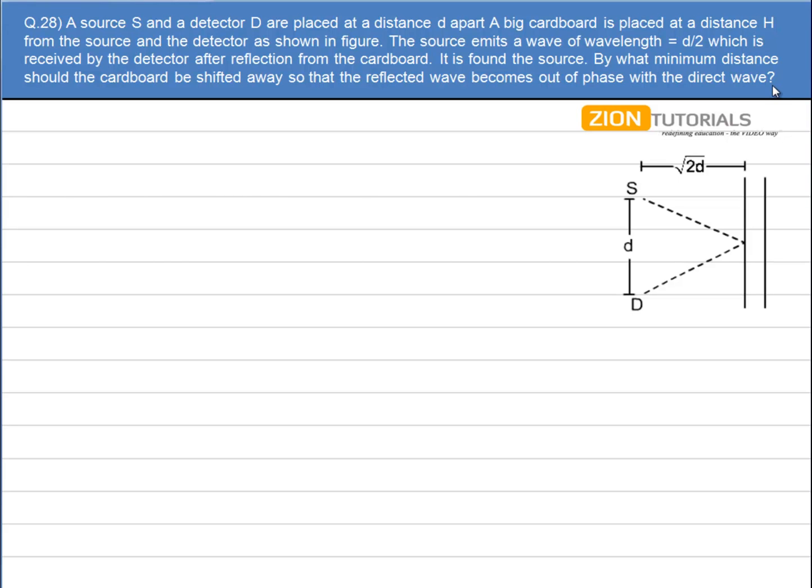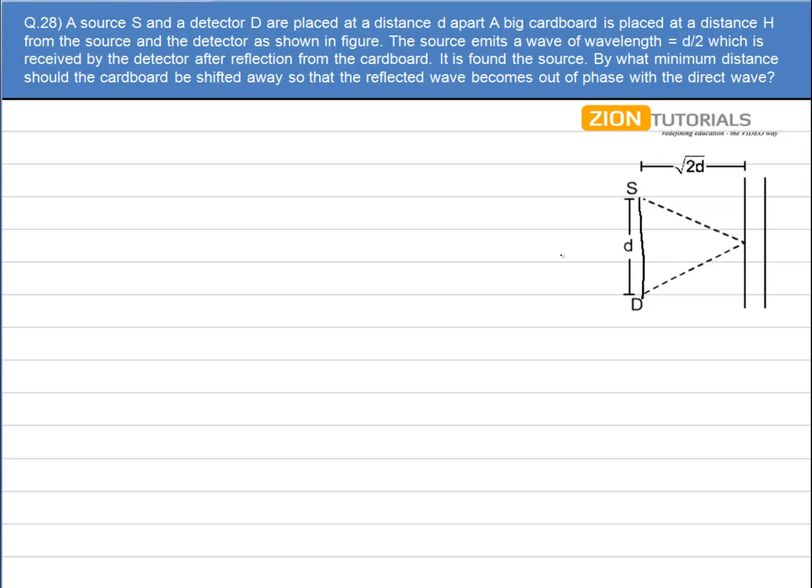So by what minimum distance should the cardboard be shifted away so that the reflected wave becomes out of phase with the direct wave? Fine. Now first of all, the two waves are in phase. That is the one coming from here directly and the other one is the reflected one. So they are in phase.